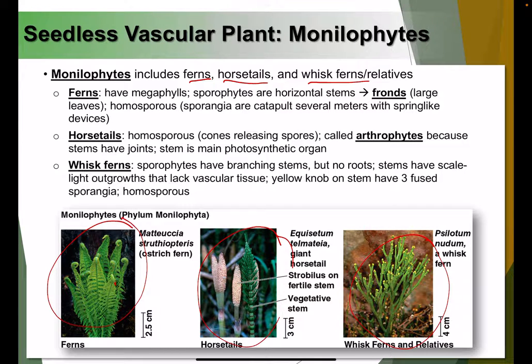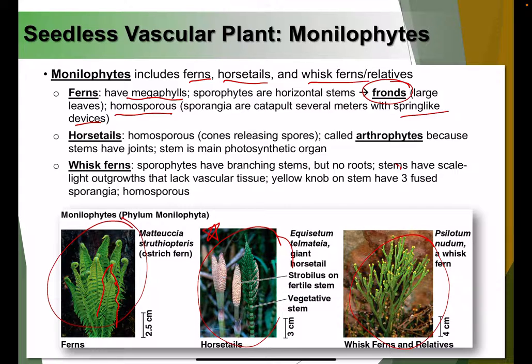For ferns, they have megaphylls, large leaves, and they also have sporophytes that are horizontal stems that form these fronds, or these large leaves you're seeing here. They're also homosporous, meaning that they have bisexual gametophytes, where they have the capacity to make both sperm and egg. Something interesting about the fern is that they have sporangia that can catapult several meters away from the parent fern, because they have these spring-like devices. That's something interesting.